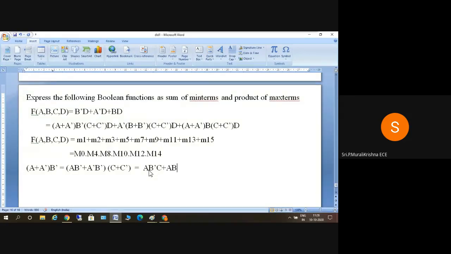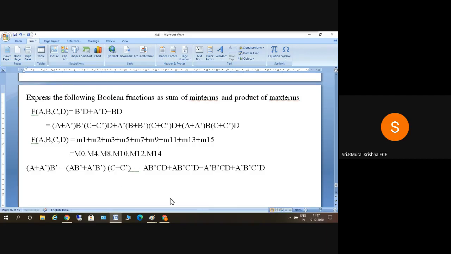So A B bar C bar, okay, plus A bar B bar C plus A bar B bar C bar. Okay, only the D term is missing there. So multiply with D and D bar here. So each and every term will have D. So here also D, here also D, and here also D. So if you get confused, just write the minterms for all of this.